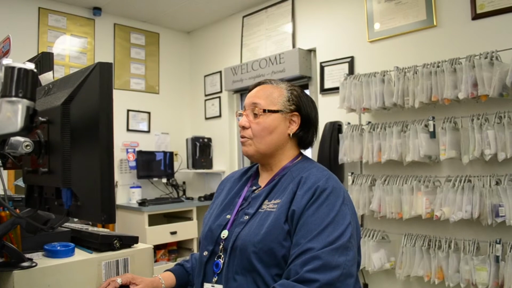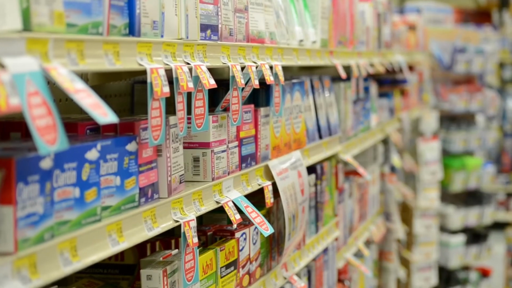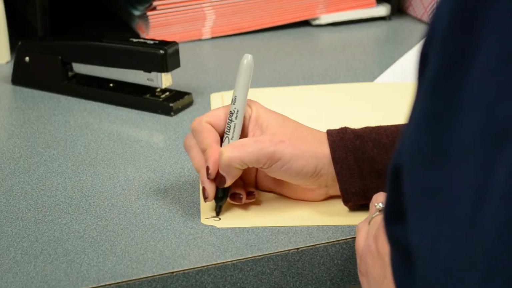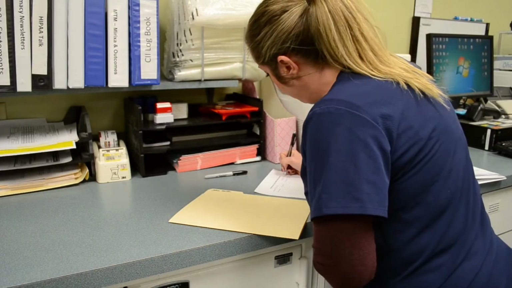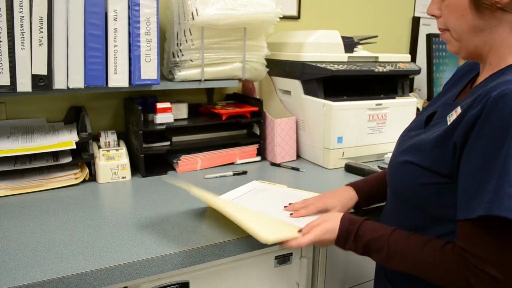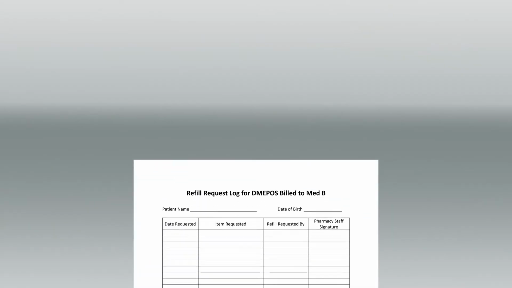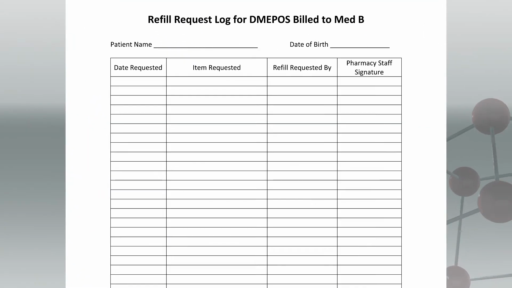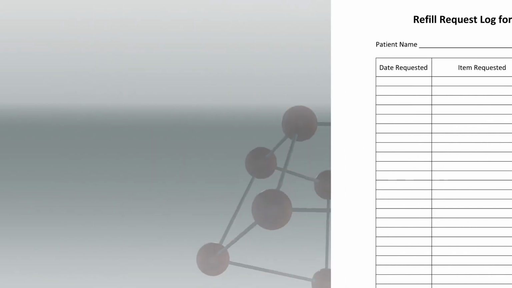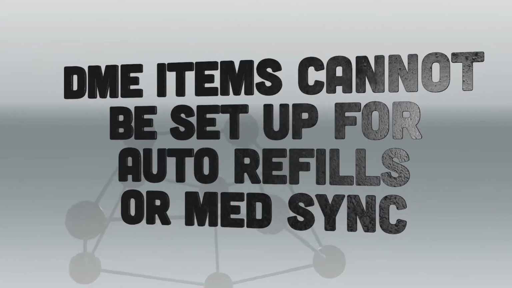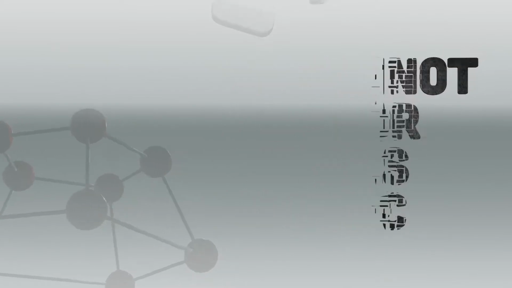Before we get started on the billing process, let's review the various documents you'll need along the way. When you first identify that you have a Medicare Part B patient for whom you'll be billing, you'll need to make a folder for that person in your file cabinet. Take a manila file folder, write the patient's name on the tab, and attach a refill request log to the inside cover using a paper clip, or you can just staple it. The refill request log is used to document refill requests for DME prescriptions and must be kept in the patient's file. DME items cannot be set up for automatic refills or MedSync.